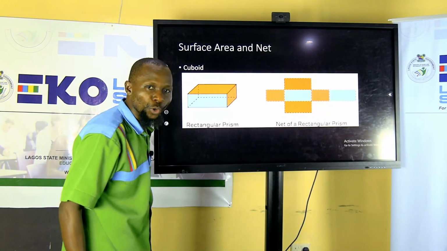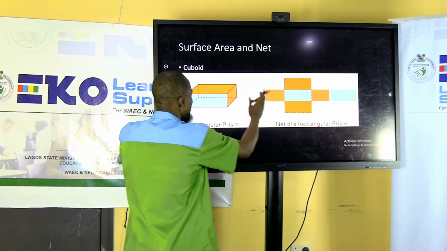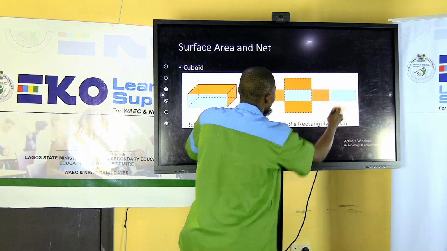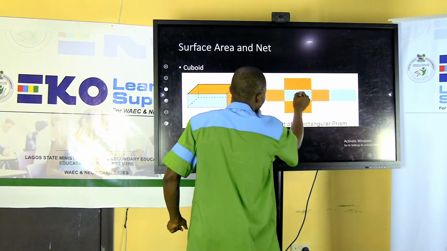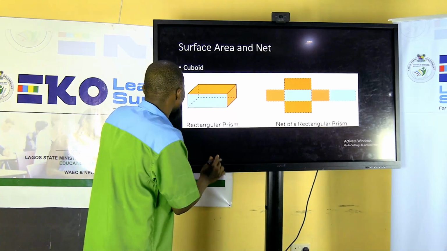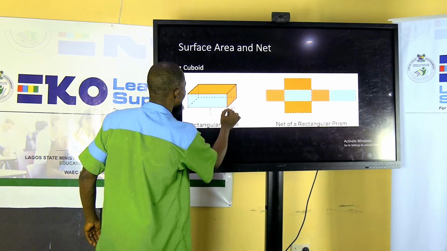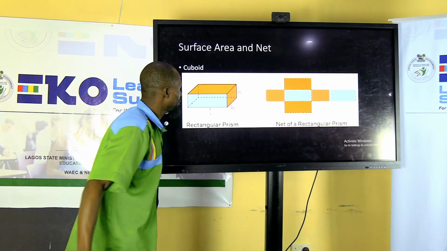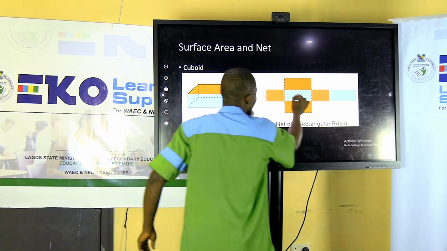Alright, we also have the cuboid. And the net is this. Meaning if you need to make this, this is just what you need. So how many faces can you see? 1, 2, 3, 4, 5, 6. So 6. And in that case, if this is the length, this is the breadth, and this is the height, you can label this. This is the height.